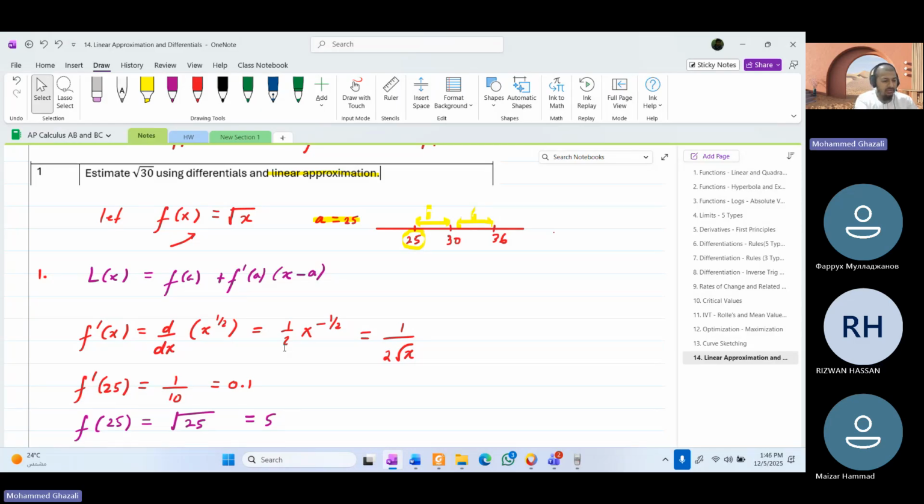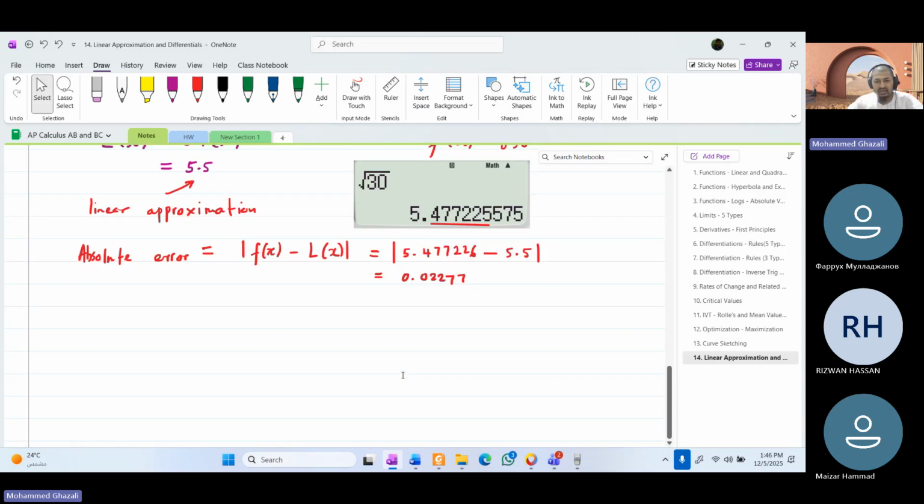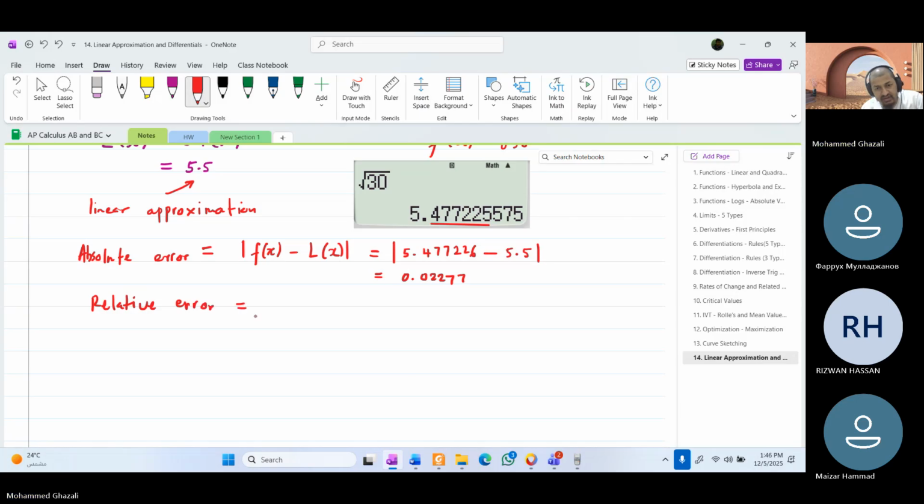I just had one more thing to do. Remember, there are some important things that we need to know, not just the absolute error, but what's a relative error as well. Compared to the entire thing, what is a relative error? So what's a relative error? 3 types of errors we got. Relative error is basically this absolute error over the actual value. So what's the absolute error? 0.02277 divided by what's the actual value?